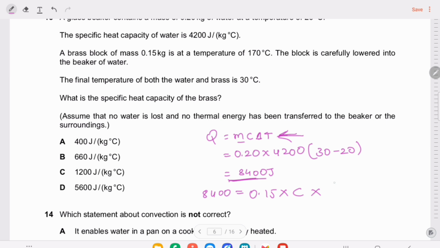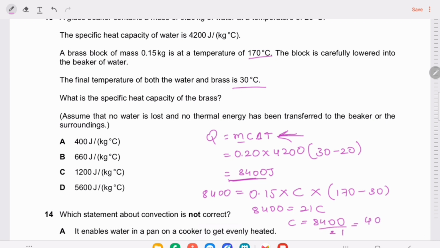Then the temperature difference is 170 minus 30. So this is 8400 equal to 21 C. C is equal to 8400 divided by 21, which will give us 400 joules per kg degree Celsius. So this is the specific heat capacity of the brass. In thermal equilibrium questions, energy lost is equal to energy gained. In that case, answer A is the right option.